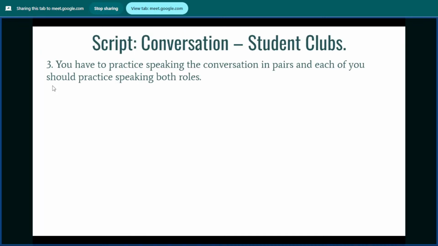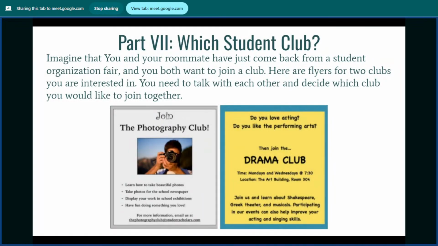Now let's move to the next part. Here you have 2 flyers which you can see on the screen. Now you have to imagine that you and your roommate have just come back from a student organization fair and you both want to join some club. You have 2 flyers. You have to pick any one of them. For example, Aarti can go for drama and Hamza can go for photography. I'm just giving an example over here. You will talk to each other about each club and you will try to convince the other person to join the club that you want to join.